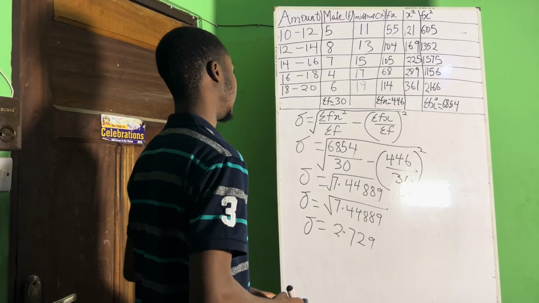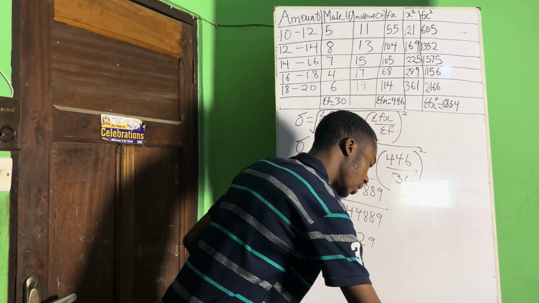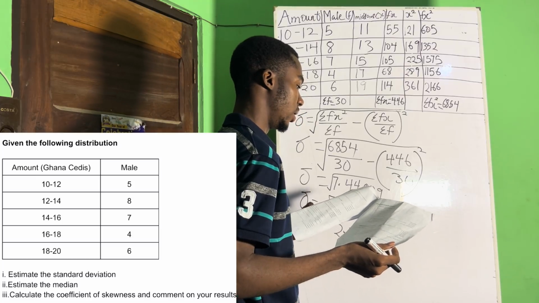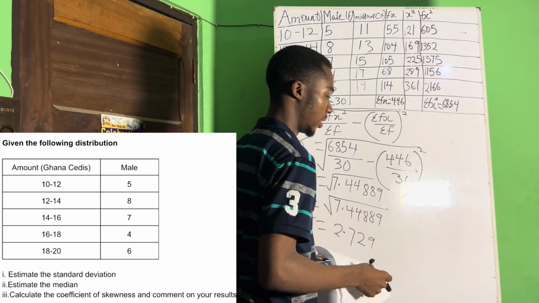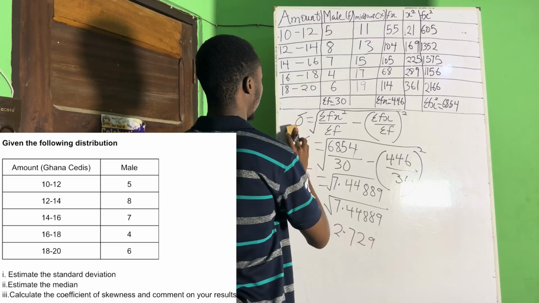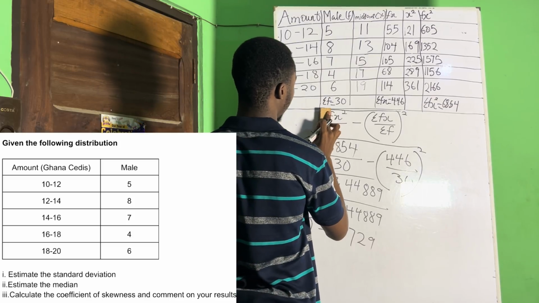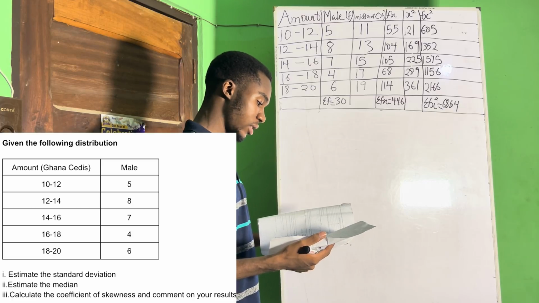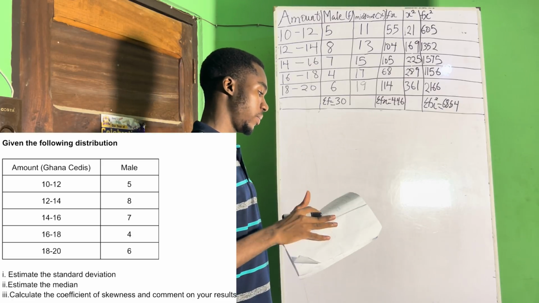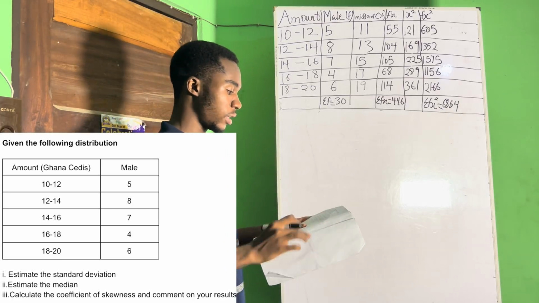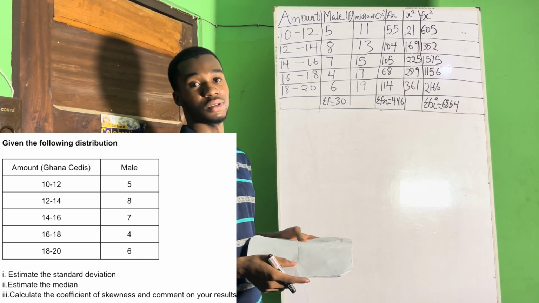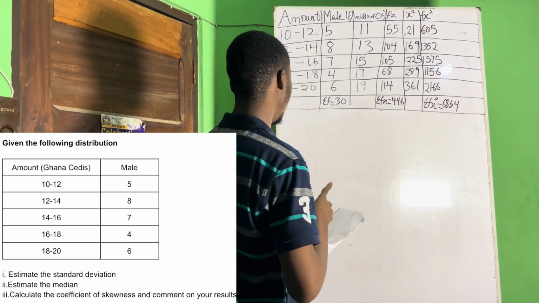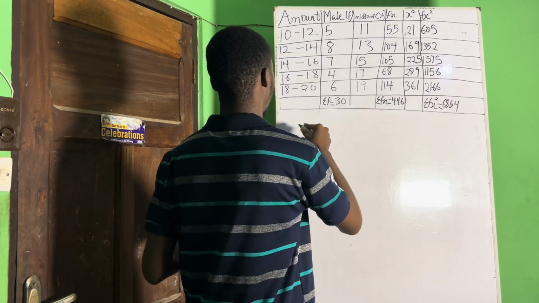All right, so we are done. Now, the next one says you should find the median. All right, so let me clean this one since you are done. All right, so part two says you should find the median, or estimate the median. Now, the formula for the median too has also been given to you. You get it? So you don't need to stress yourself at all.